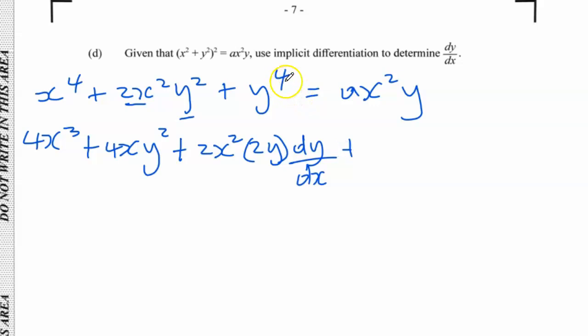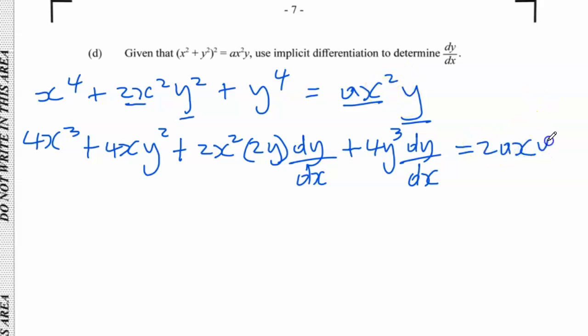Differentiate y to the power of 4, we'll get 4y cubed dy by dx. Over the right hand side, again we're using product rule. Differentiate ax squared, we'll get 2ax, leave the y alone, plus I'm going to keep the ax squared this time. Differentiate y, I get dy over dx. And then now we're going to group all the terms with dy by dx.